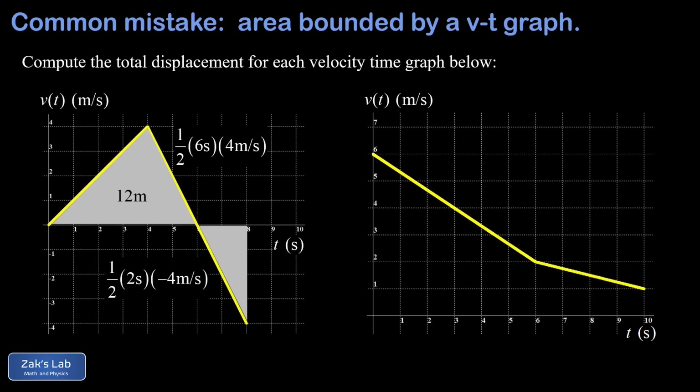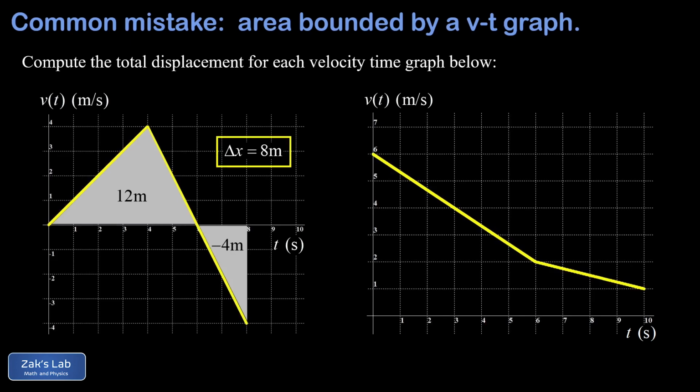For the second triangle, we apply 1/2 base times height. So we have 1/2 times a width of 2 seconds. And then notice we're keeping the minus sign on the height. So that's how we're going to keep track of that negative contribution to the displacement. So the height of this triangle counts as negative 4 meters per second. Again, the seconds cancel. And we end up with a negative displacement contribution. So that's negative 4 meters. Adding these two displacements together, we arrive at a total displacement of positive 8 meters.